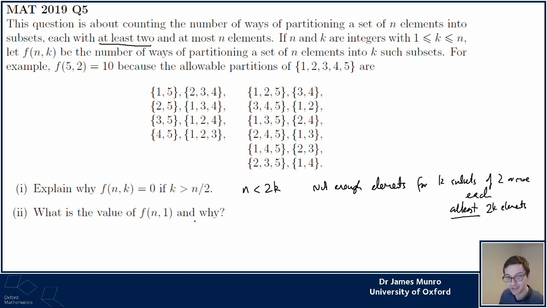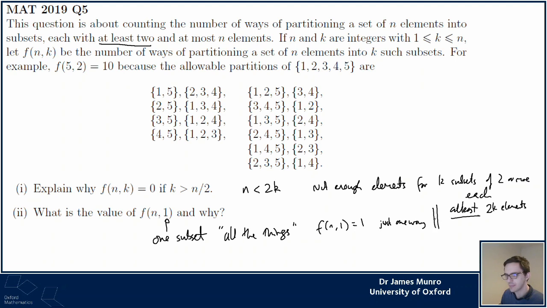Okay, part two says, what's the value of f(n,1)? So this means one subset. One subset would be all of the things, all of the things together. There's only one way to do that, right? So f(n,1) is equal to 1, just one way. There's only one way to put everything together.